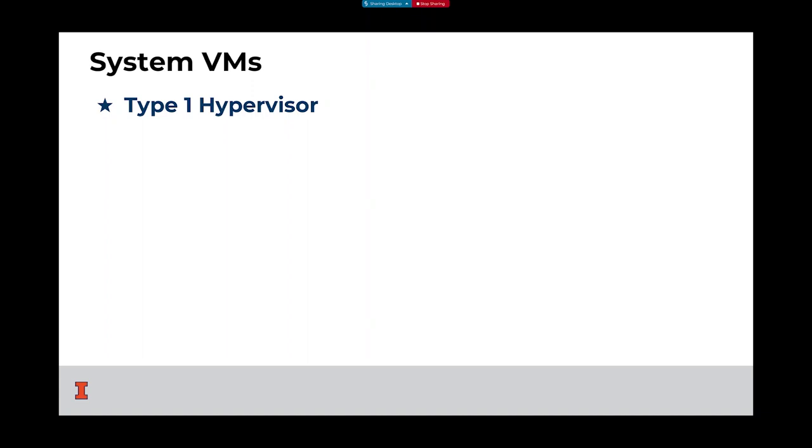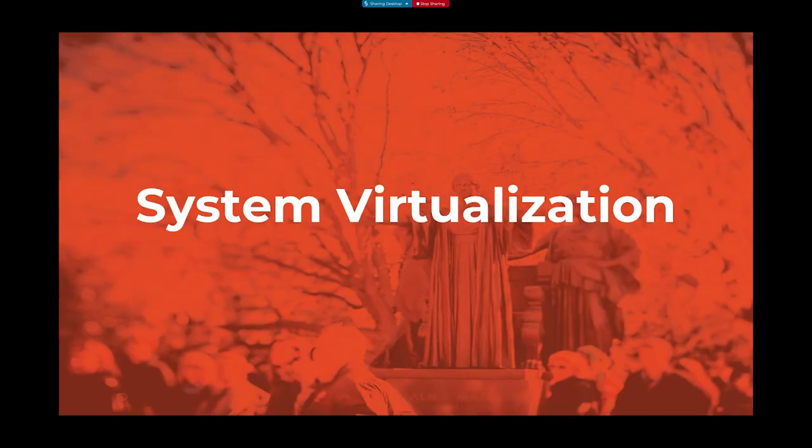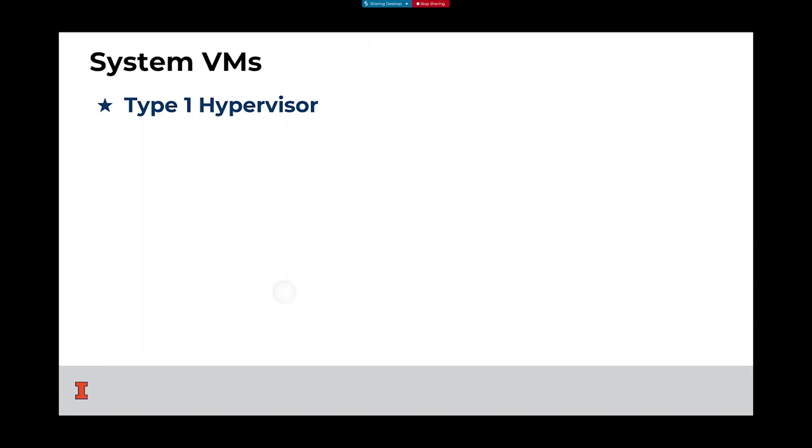So system level virtualization is all about the idea of how do we create an entire system where it looks like we have an entire computer just to ourselves. And historically, there's been two different ways to do this. So one way is the type one hypervisor.